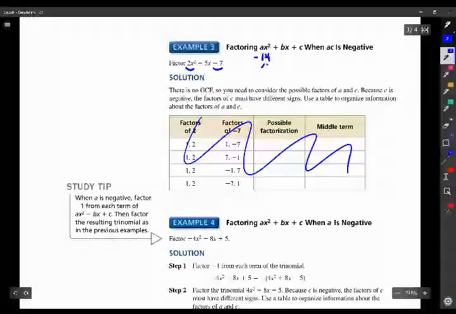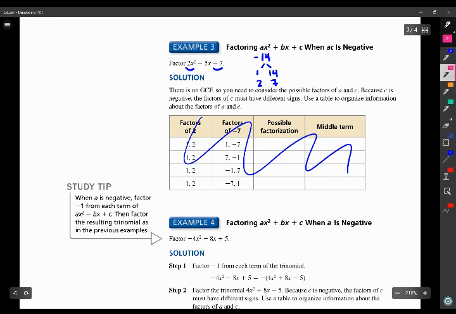And we list our factors. So 1 times 14 gives me 14, and 2 times 7 gives me 14. And I'm looking for a pair that adds or subtracts to give me 5. So 2 and 7 are going to give me 5, but the only way for me to get a negative 5 is that one of them has to be negative, because 2 plus 7 is 9, but 2 subtract 7 is negative 5. And so that's how I'm going to get there.